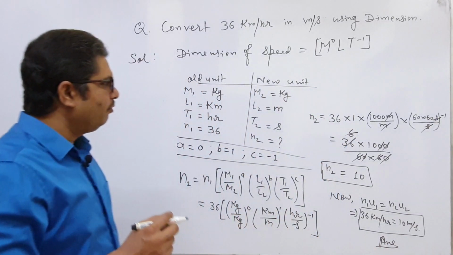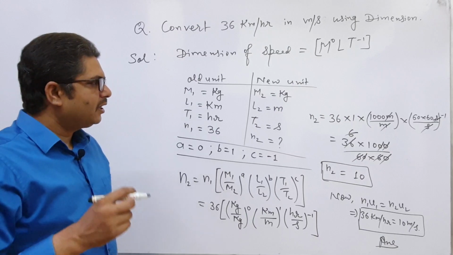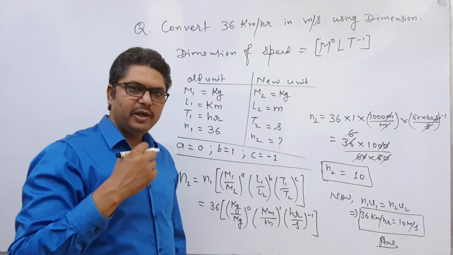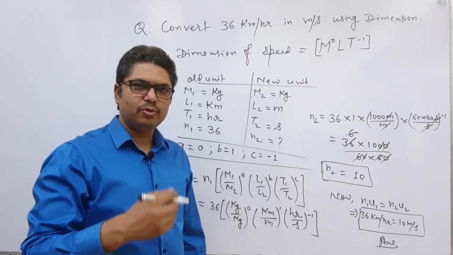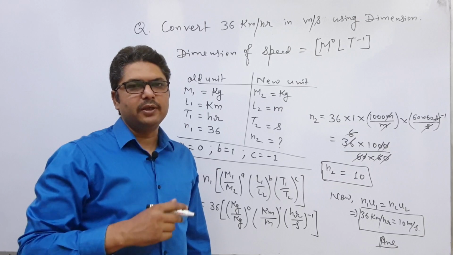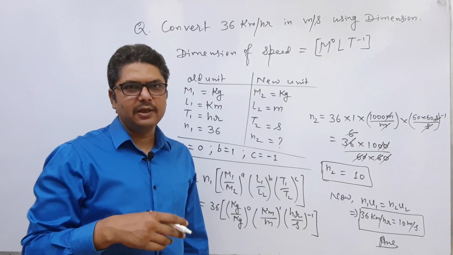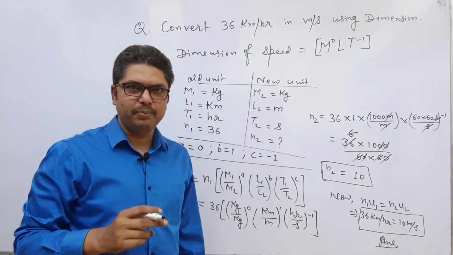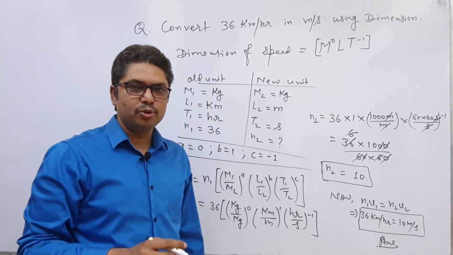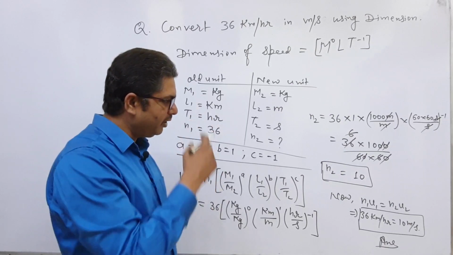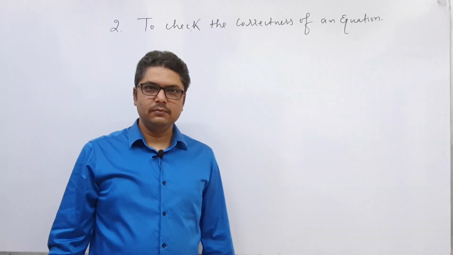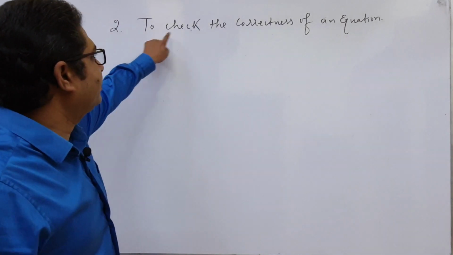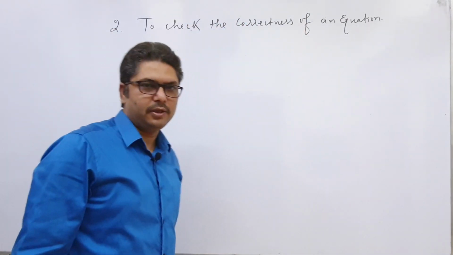What we see is that we can convert a unit from one system to another system by two methods. One is the well-known method, that is without dimension, as you have seen in previous examples, and the same example is used to solve with dimension. This is the way how you solve an equation with dimension. Second use is to check the correctness of an equation.